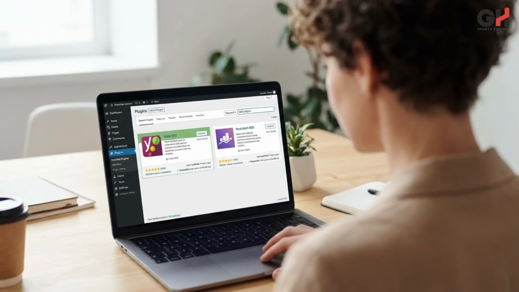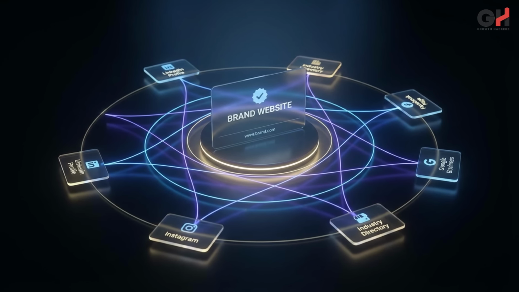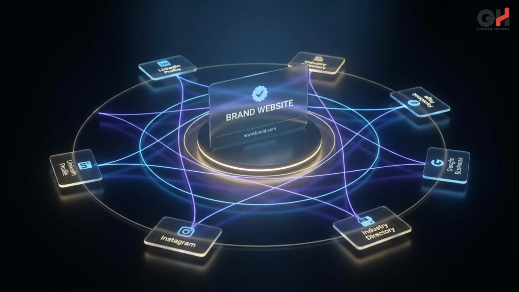Most CMS platforms let you customize this. WordPress users can easily use Yoast or Rank Math. Point number 5. Schema markup. This is how you tell AI that all your brand profiles are connected.